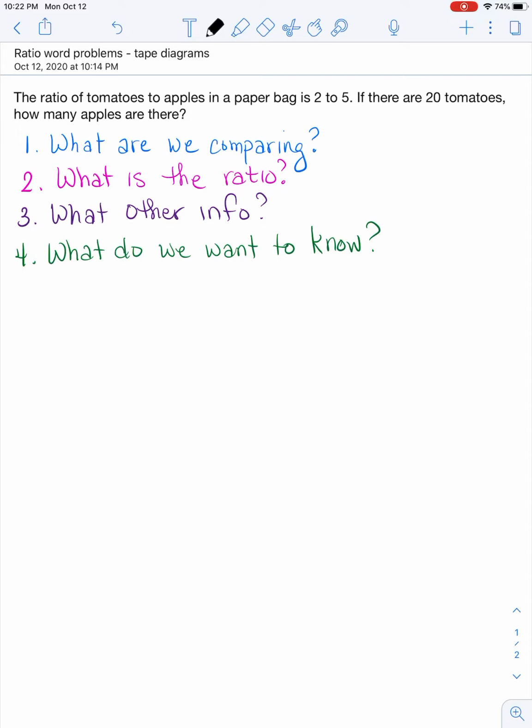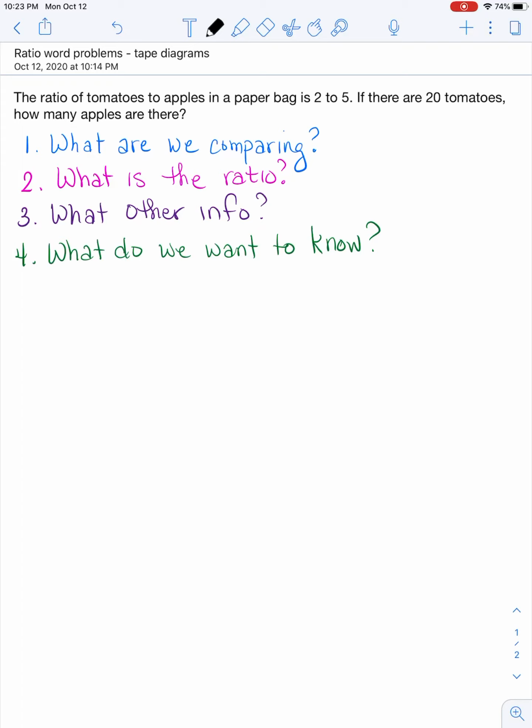When we have a ratio problem, we're going to think about four things. The first thing that we're going to look for in the problem is what we're comparing. Not what the ratio is, but what things we are comparing, because that's going to give us our labels. And if you'll remember, labels are very important when it comes to ratios. So this is the way that I do my tape diagram problems.